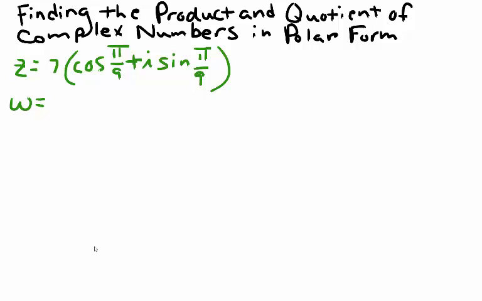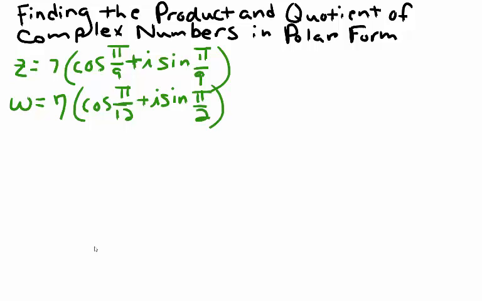Now let's suppose we have the complex number w equals 7 times cosine pi over 12 plus i sine pi over 12. This complex number is also in polar form. Let's begin by finding the product of these complex numbers, z times w.